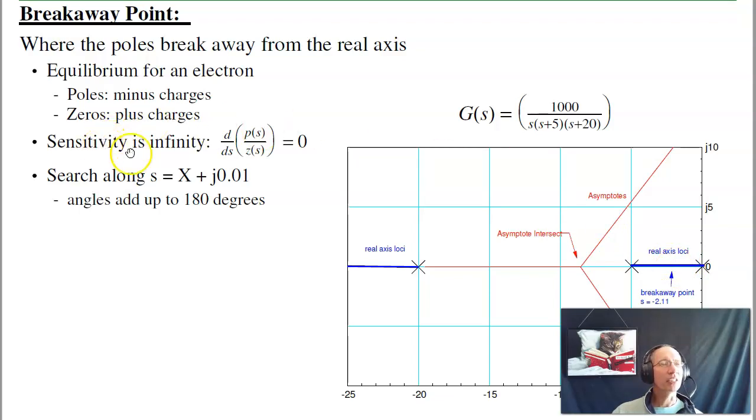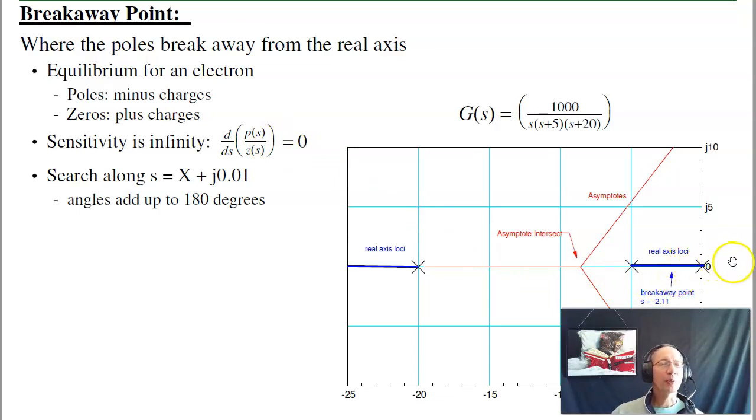Second way to calculate it, that's the point where the sensitivity is infinity. So the derivative of 1 over g, p of s over z of s equals 0, or the derivative of g of s equals infinity. Find that point, and it turns out the solution is -2.11.